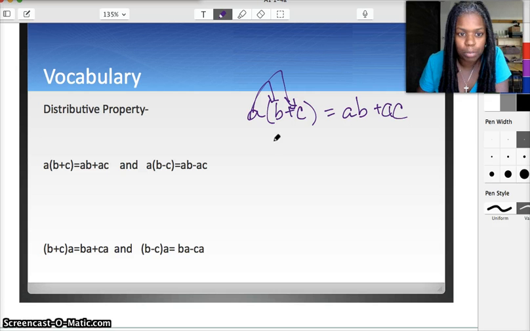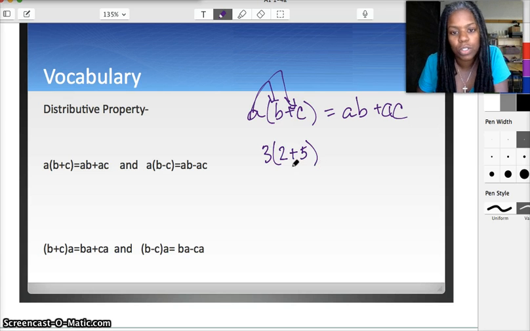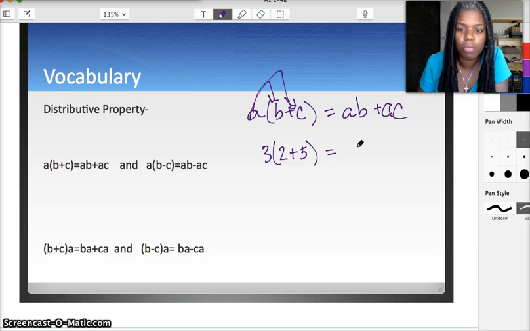So for instance, I'm going to give you an example. If I had 3 times 2 plus 5, you guys can quickly do this and say, well, 2 plus 5 is going to give you 7. 7 times 3 is 21, and you'd be correct. But if we use the distributive property, we're going to see that we get an equivalent expression as well. So this distributive property tells me that I can multiply 3 times 2 plus 3 times 5.